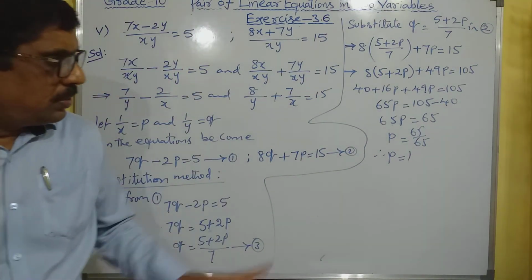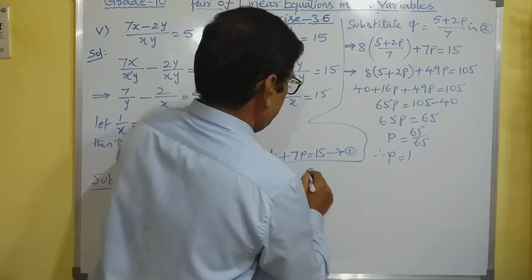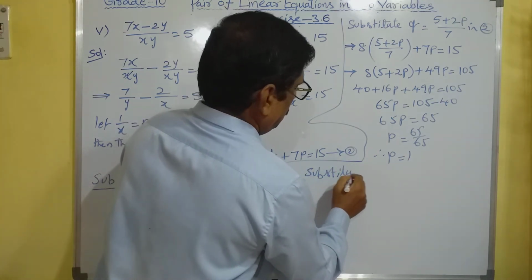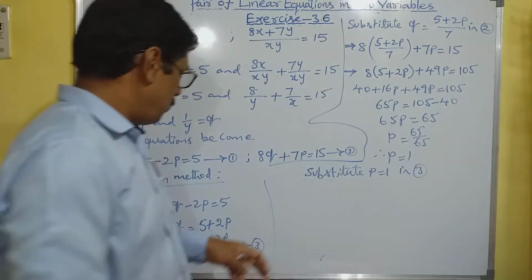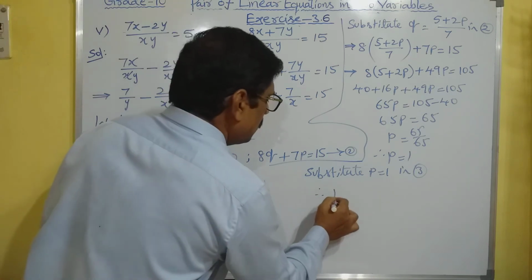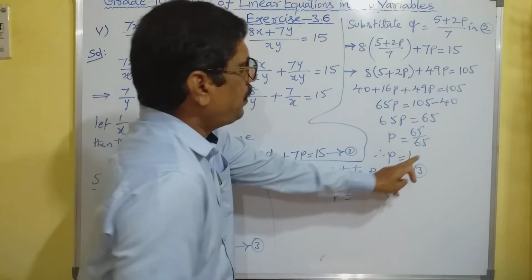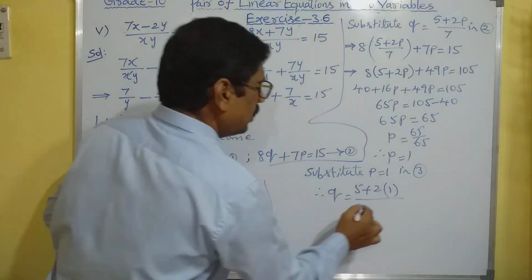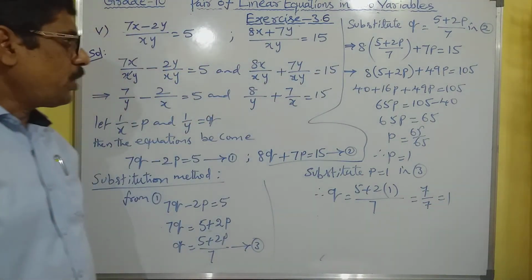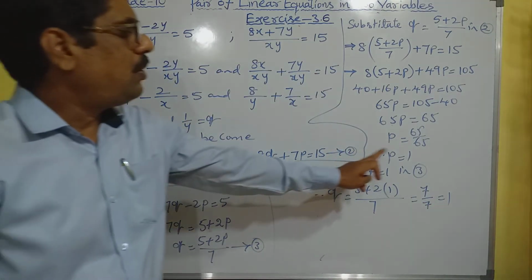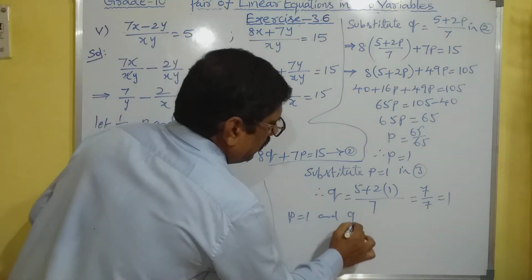Now what we need to do? We need to substitute this p value. Substitute p is equal to 1 in the equation 3. Then what you will get? Therefore q is equal to 5 plus 2p, 5 plus 2 into p value is 1, by 7. 5 plus 2 means 7, 7 by 7 is equal to 1. Okay, now we have got p value and q value. P value is 1 as well as q also 1.